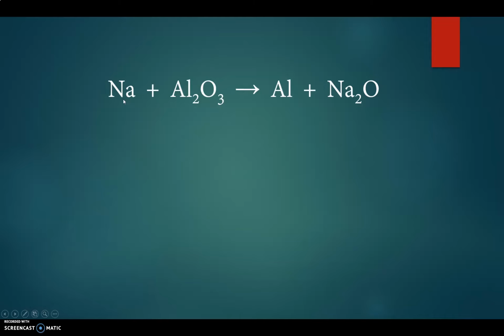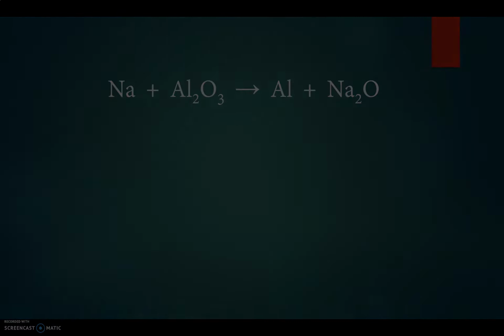Sodium, of course, because it's in group 1, is going to have a positive 1 charge when it becomes an ion. So it starts out as a 0 and ends up as a positive 1. Oxide, of course, being in group 16, has a negative 2 charge, so that means we would need 2 sodiums to balance out the 1 oxygen. Aluminum, of course, would simply be by itself as a single atom of aluminum.